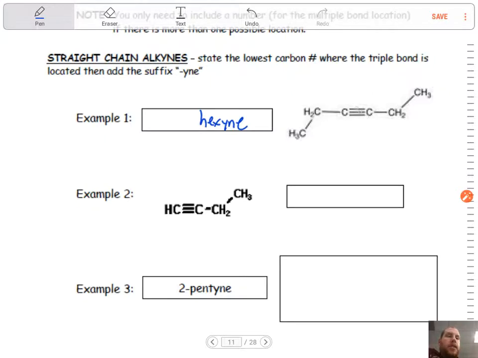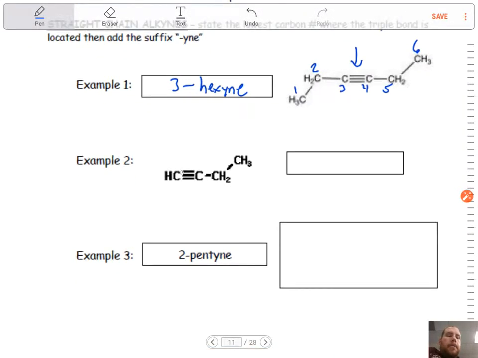All right, because it's a triple bond. It's got 6 carbons. Just don't forget that you have to identify where the triple bond is. So label 1, 2, 3, 4, 5, 6. This is another one where it's in the middle, so it doesn't matter which end you label from. The big thing is you have to label so that the triple bond is on the lowest numbered carbon. But again, if it's in the direct middle, it doesn't matter which side you start from. So this we would call 3-hexyne. All right, 3-hexyne.